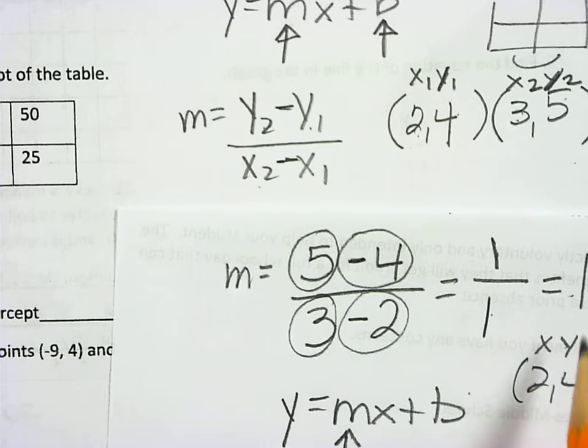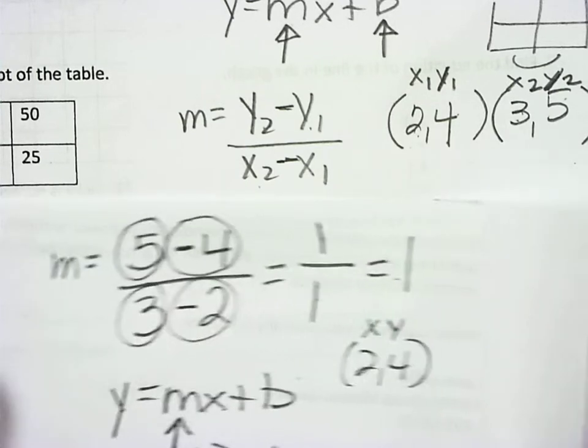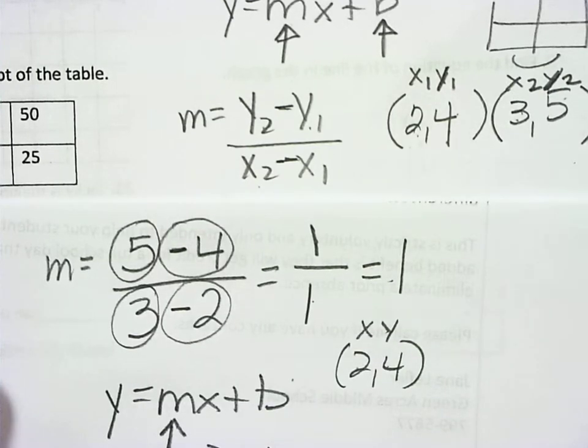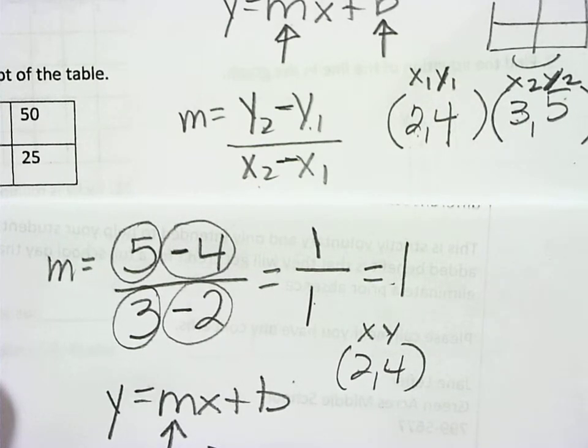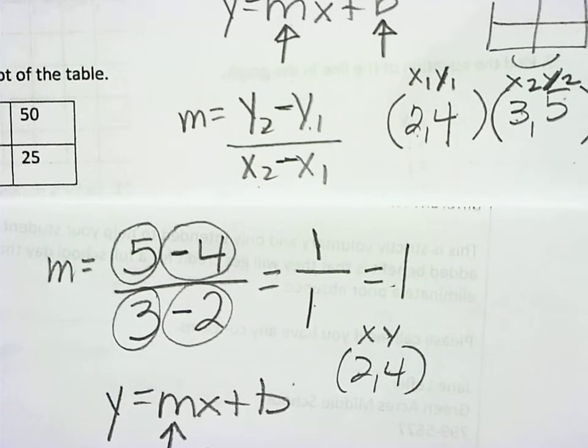So I know my slope is 1, my y-intercept is 2, my equation is 1x plus 2, and 1x is just x, so if you want to write it x plus 2, that is perfectly fabulous. Either one of these would be considered a correct answer.